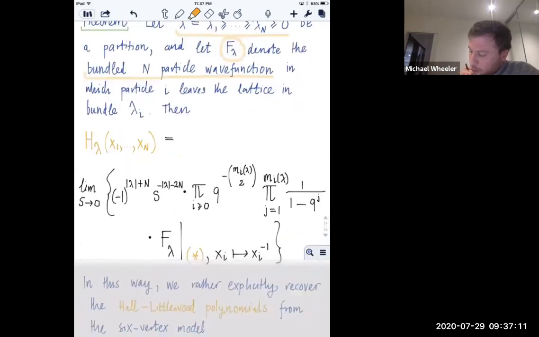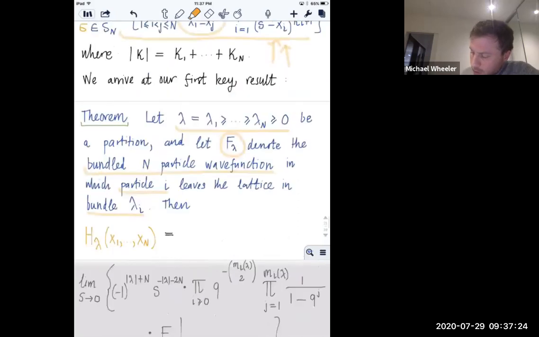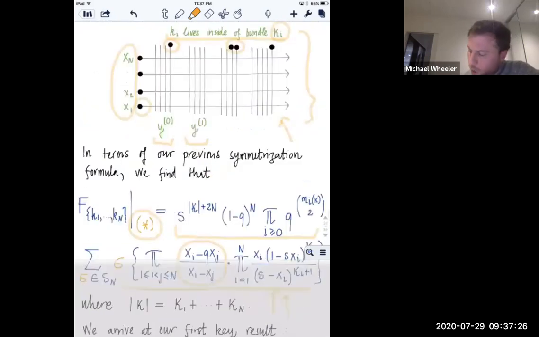Okay, so this is f lambda, and we have the assumption here that particle i is leaving the lattice in the bundle lambda i. So what do I mean by particle i? Well, this first one here is particle number 1, and it is leaving the lattice in this bundle here. Whatever this bundle is, this would be lambda 1. And then this is particle number 2, and this is leaving the lattice in this bundle here. Whatever this bundle is, this is going to be lambda 2.